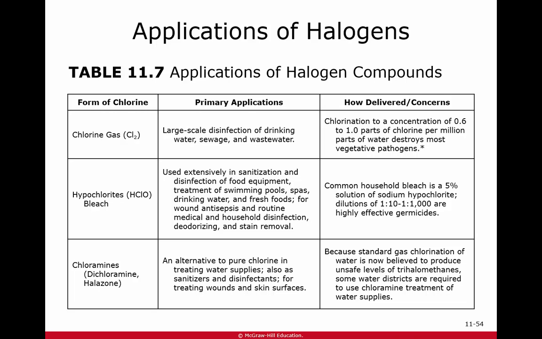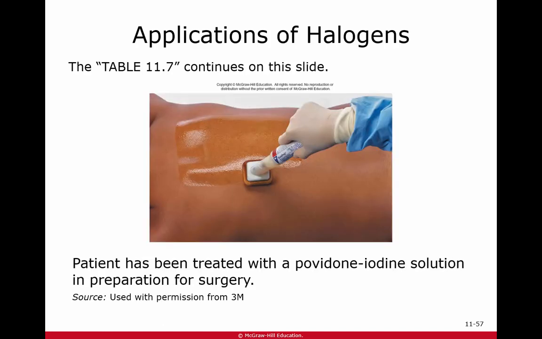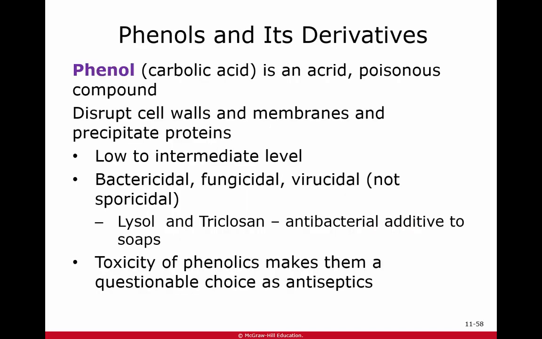Again, you can see some applications of some of the other types of halogens. Something that's used in the food industry as well that you may not be aware of is that halogens are applied to certain types of foods to kill things like Salmonella and other bacteria from spoiling or damaging foods and potentially damaging humans that consume them. And again, we see the addition of Betadine and things like that to the body.